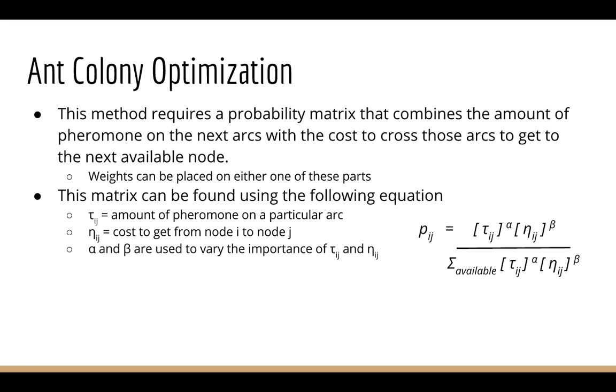So using this method requires a probability matrix that combines the amount of pheromones for traveling to the next node with the associated cost of traveling to the next node. Weights can then be placed on these two metrics to make one more important in deciding the final trajectory than the other. So the equation for this matrix can be seen here, with tau representing the pheromone to get from node i to j, and eta representing the cost to get from node i to j. And then the alpha and beta in that equation are those weights that you can place on the two metrics to emphasize one over the other in picking your final trajectory.